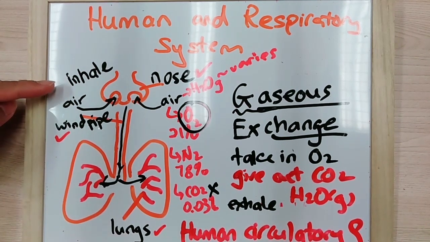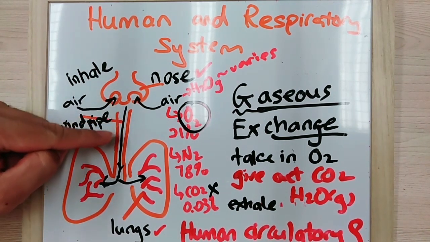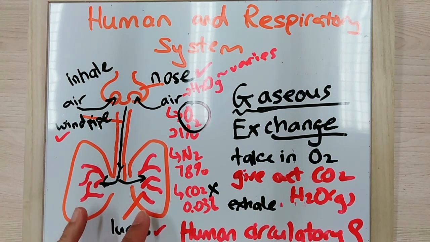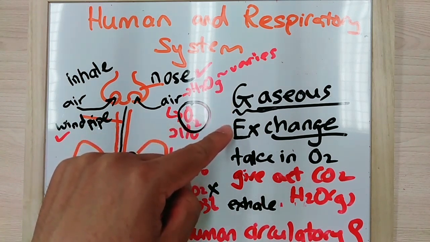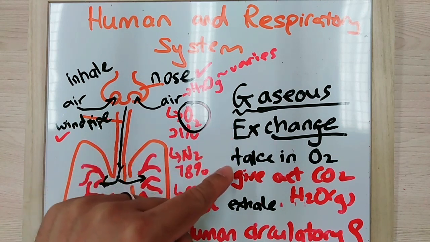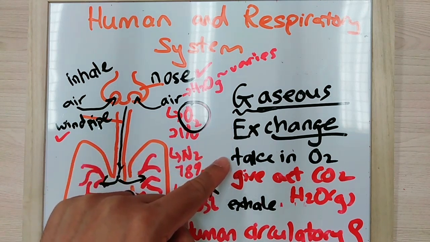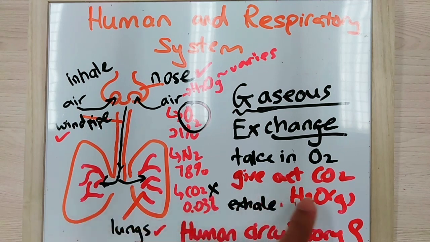When we inhale, we take in air through our nostrils, down the windpipe into a pair of lungs. What happened at the pair of lungs? Gaseous exchange happened at the lungs. In the lungs, we will take in oxygen, and we will give out carbon dioxide. This is a waste gas that we do not want. And we will also give out a little bit of water vapor, that is warm water vapor.